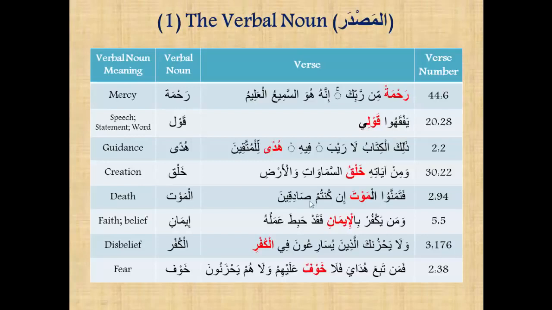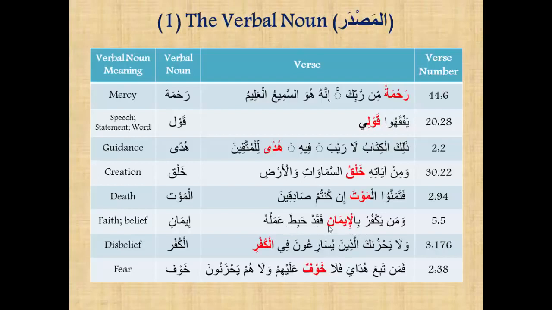فَتَمَنَّوُ الْمَوْتَ إِن كُنْتُمْ صَادِقِينَ. The masdar is maut, which means death, from the verb مَاتَ يَمُوتُ, which means to die. مَاتَ يَمُوتُ الْمَوْتُ. وَمَنْ يَكْفُرْ بِالْإِيمَانِ فَقَدْ حَبِطَ عَمَلُهُ.